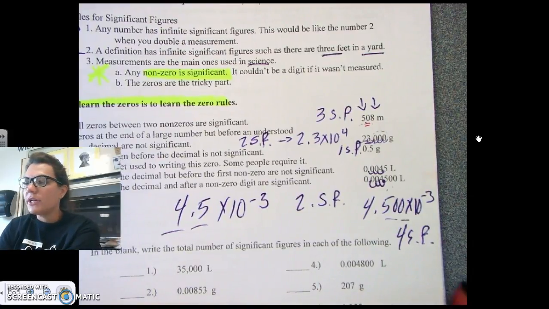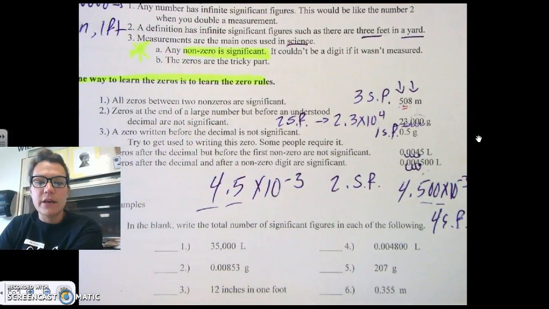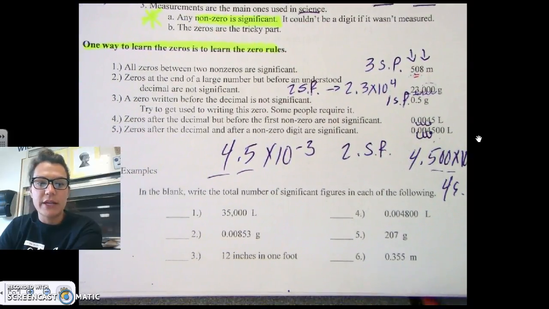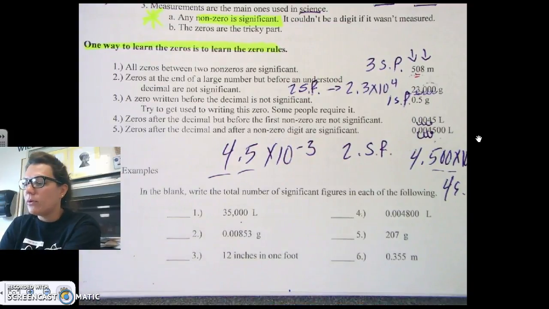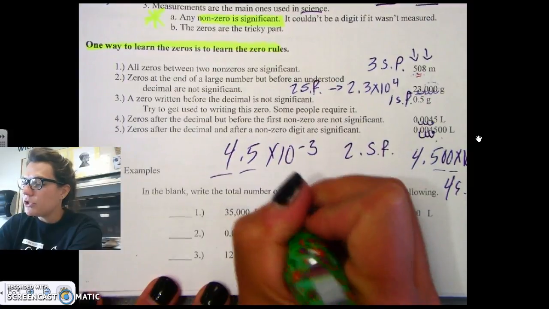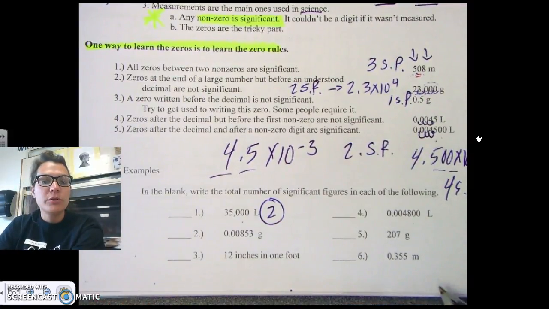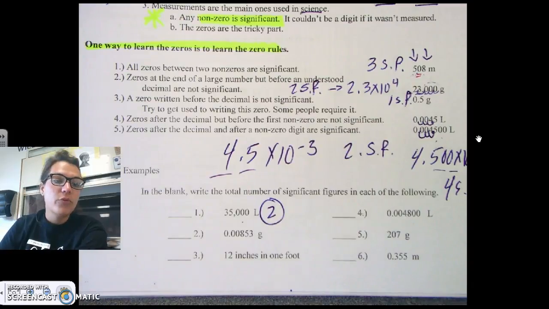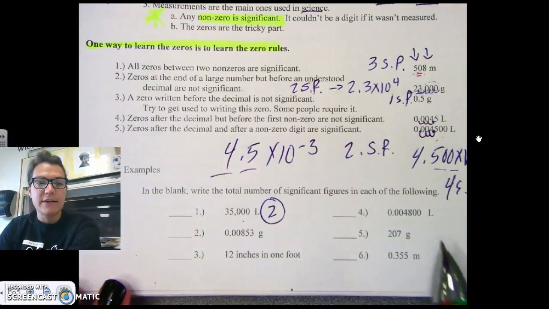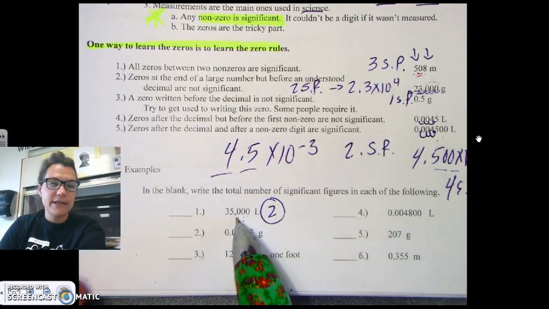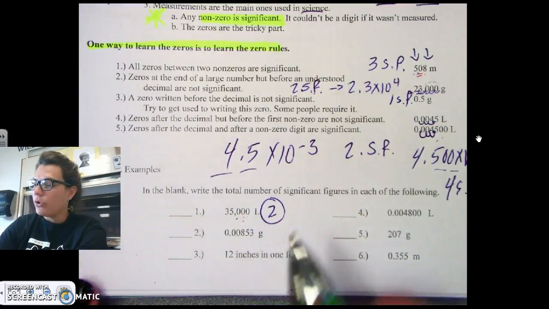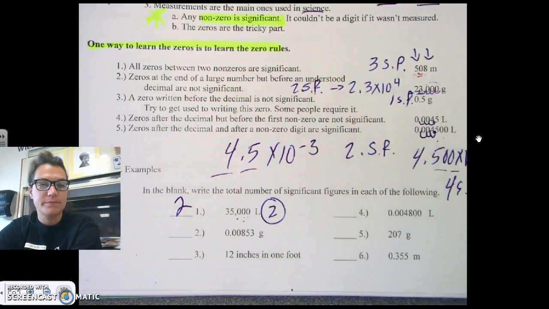Okay, I know that I'm running a little long on this video, so let's do some examples, and we'll do more of these in class when you get in here tomorrow, okay? All right, so what rule is number 1 talking about? Hopefully you said rule number 2, okay? So rule number 2 says zeros in a large number, but before an understood decimal are not significant, okay? Meaning 1, 2, 3 zeros are not significant. So this value will only have 2 sig figs.